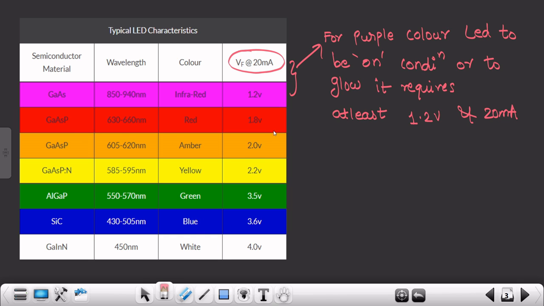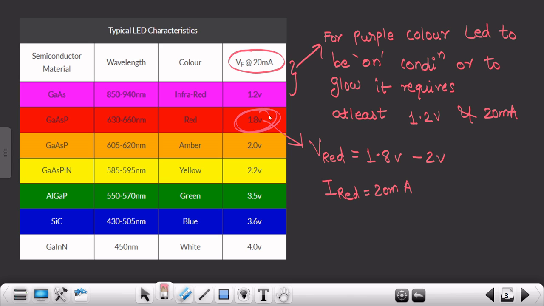As you can see, for the red LED to glow, the minimum voltage required is roughly 1.8 to 2 volts. This is the minimum threshold voltage, and obviously the current required for the red LED to glow is 20 milliamperes. So the current is the same in all the cases: the minimum threshold current required for all the LEDs to glow is 20 milliamperes.